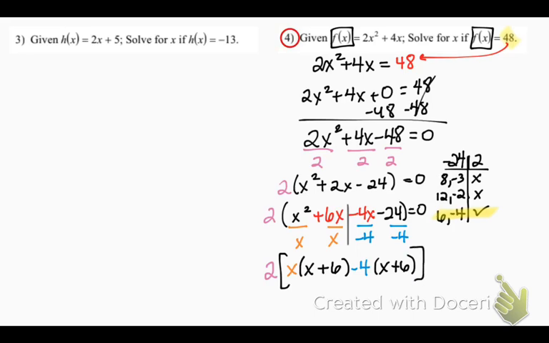So to finalize my answer, to finish simplifying, I have 2 times x plus 6, and that comes from here, times x minus 4, and that comes from the GCF that we had just factored out. So that's right here. Okay. Number 3 would be similar, but if it's a quadratic, we're going to do the same thing. If not, just solve for x.